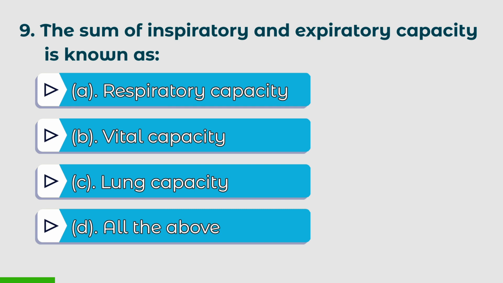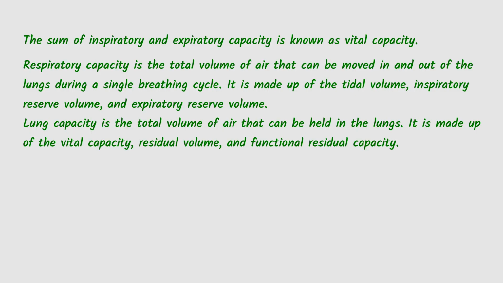9th question. The sum of inspiratory and expiratory capacity is known as options: A. Respiratory capacity, B. Vital capacity, C. Lung capacity, D. All the above. The right answer is B. Vital capacity. The sum of inspiratory and expiratory capacity is known as vital capacity.